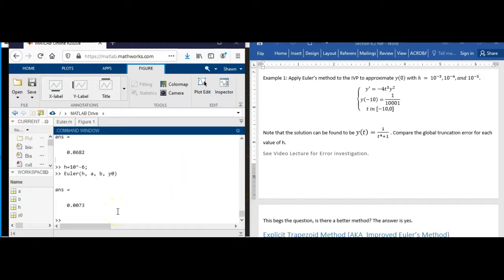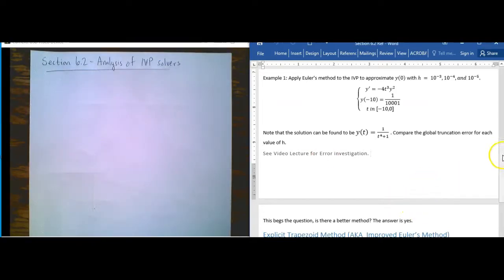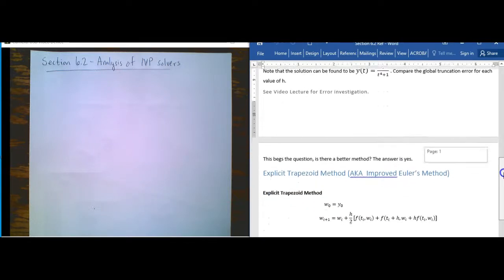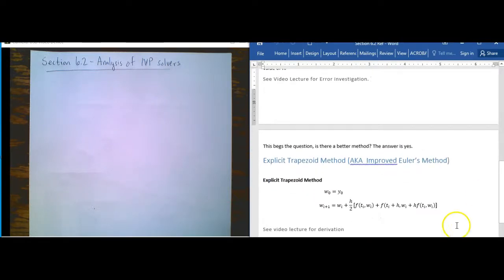Okay? So we do see that Euler's method increases accuracy as we decrease the step size, but it requires more and more computation. So this begs the question, is there a better way? Can we get better results with less computation? And the answer is, of course, yes. There is a better method for solving these initial value problems numerically, a second method. They call it the explicit trapezoid method in your book, but it's also called the improved Euler's method.